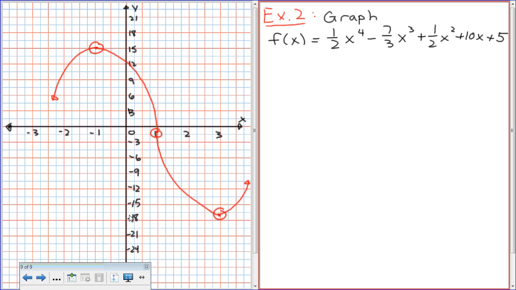Okay, I'll take the derivative here. Hope you're doing this on the page. So I'm going to have f prime of x equals 2x cubed minus 7x squared plus x plus 10. And I think f prime of negative 1 equals 0. Somebody hopefully confirm that for me. Okay, which means that x plus 1 is a factor.